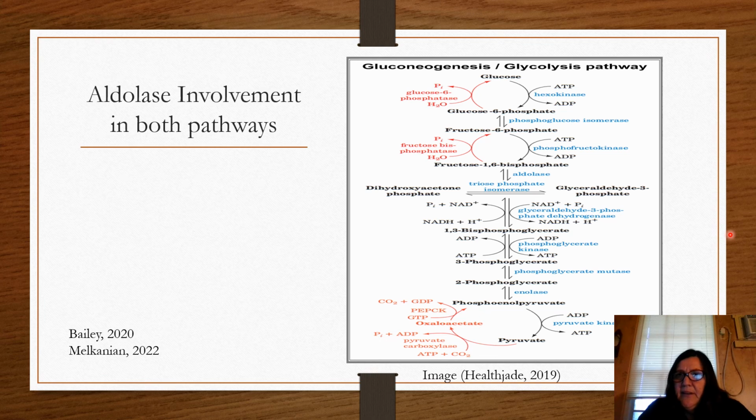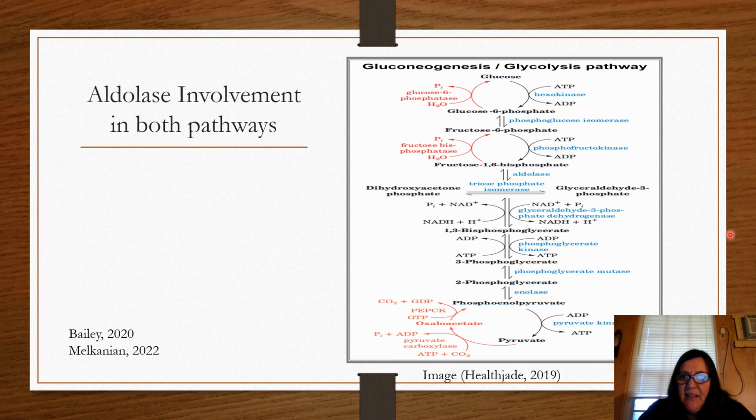Now, the enzyme aldolase is used in both pathways, but in glycolysis, aldolase is used to lyse fructose 1,6-bisphosphate into dihydroxyacetone phosphate and glyceraldehyde 3-phosphate. But in gluconeogenesis, aldolase is used to combine those two molecules, dihydroxyacetone phosphate and glyceraldehyde 3-phosphate, to form fructose 1,6-bisphosphate.